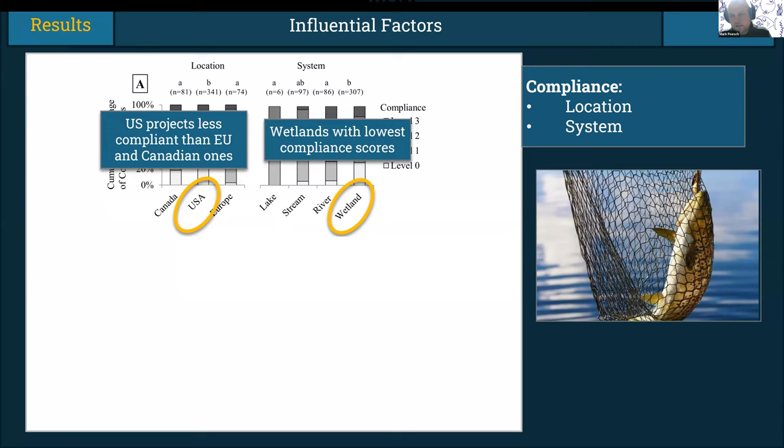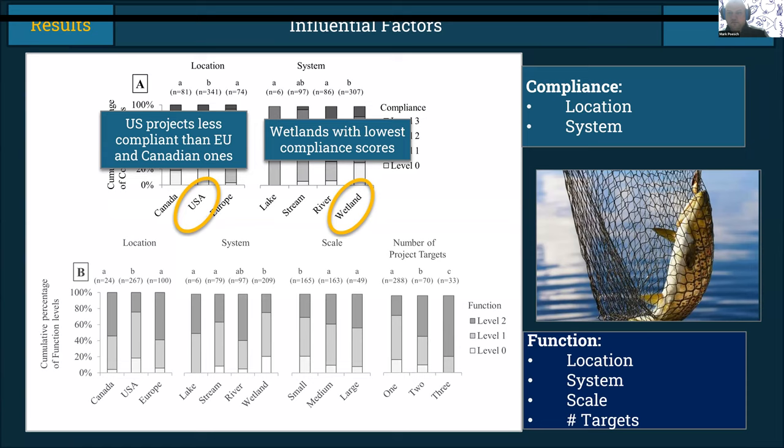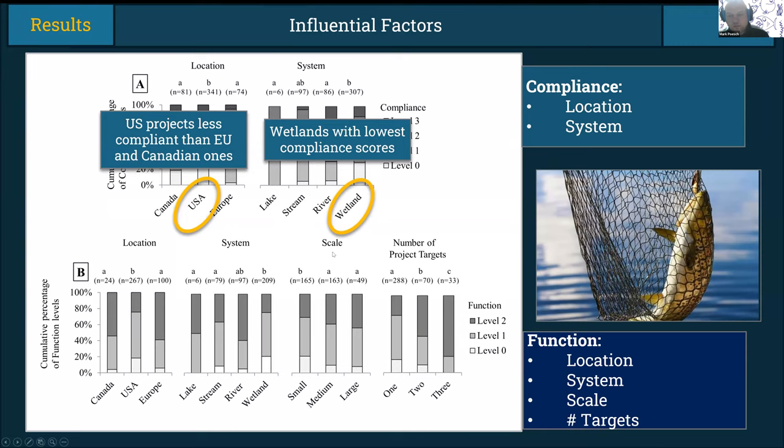But what about ecosystem function? And here we show not just location and system, but we looked at the scale of the project, and there are definitions in the paper about what small, medium, and large are, and the number of project targets. So were you looking at attempting to offset just habitat? Were you using a productivity target? Were you using more than one target, and what that meant? And again, there's quite a bit of data here to dissect, so I'll just give you maybe the Cole's Notes version of this.